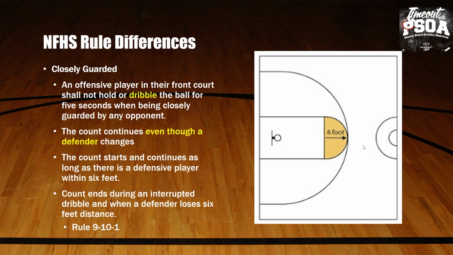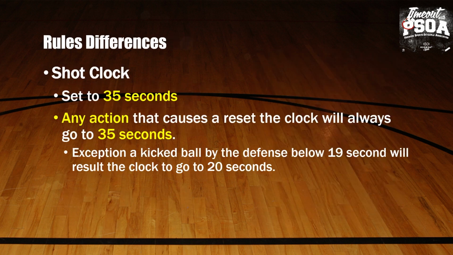And I have this diagram here. What is 6 feet? Imagine the semicircle at the top of the free throw line. It's actually a lot larger area than most realize. They do not have to be in their grill and in their quote-unquote cylinder to get that count. Within 6 feet.